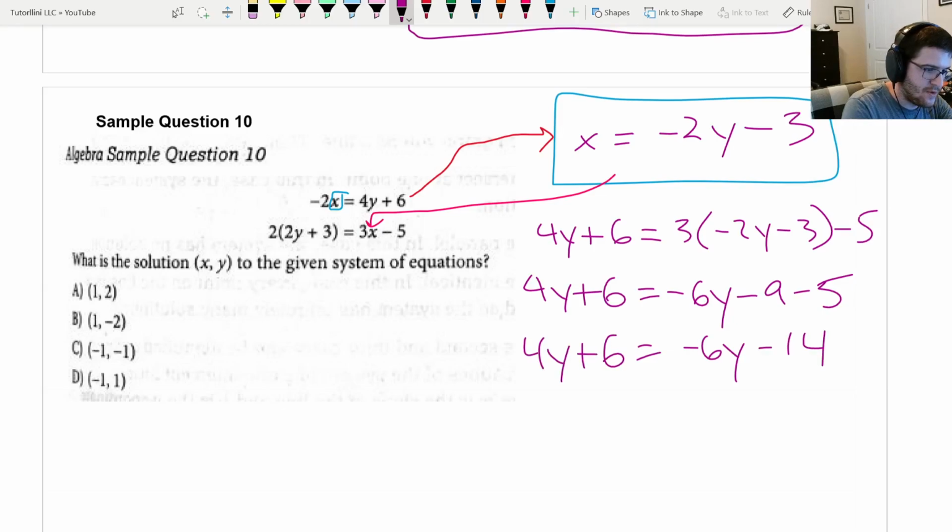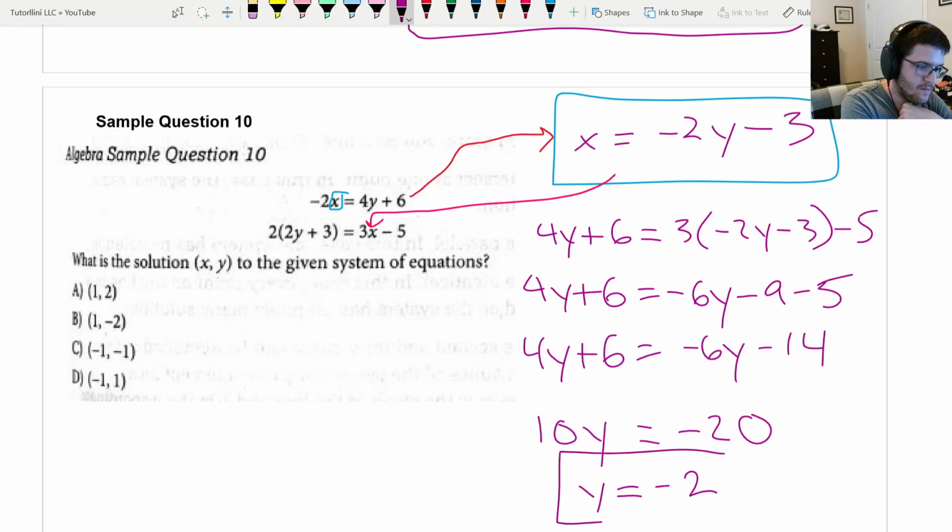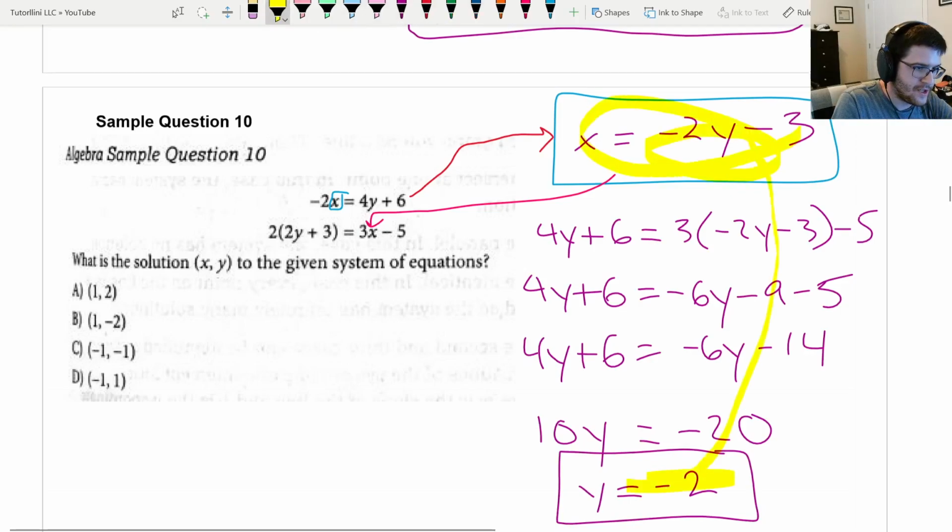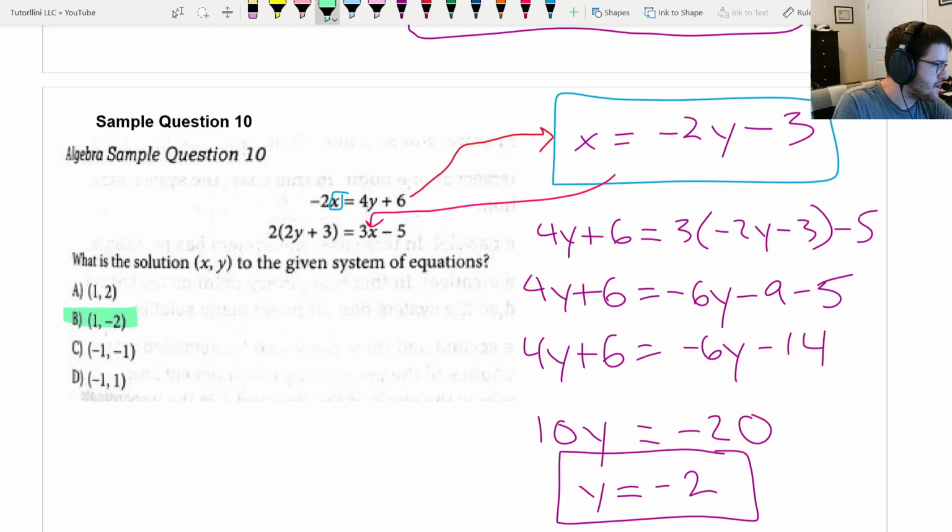And why don't I get the variable to the left side? So we're going to add 6y to both sides. That gives us 10y. And then we're going to subtract 6 from both sides. That gives us -20. So y equals, divided by 10, we should get -2. And I don't even need to check the x-coordinate, though you could by plugging it in up here into the one that you got the letter by itself for. That's why I put a big box around that. But it seems the only answer with a y-coordinate of -2 is B. And for sample question 10, that is correct. So you don't even need to go find the x-coordinate.